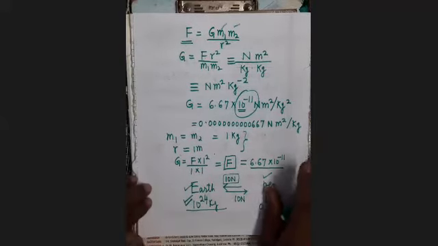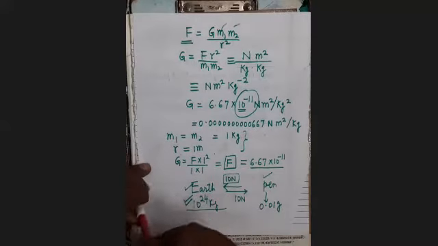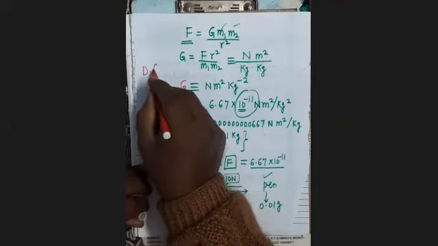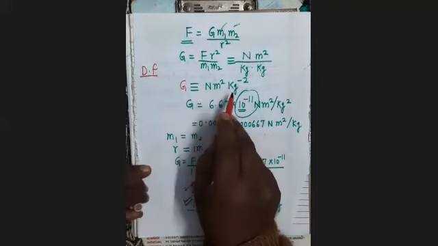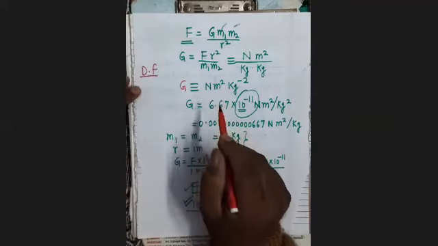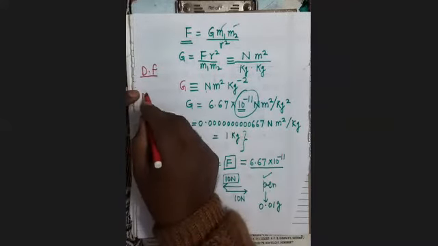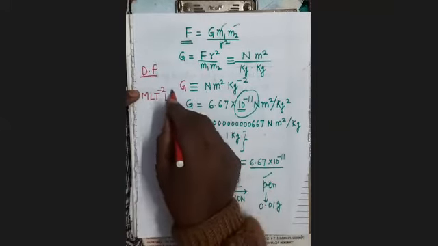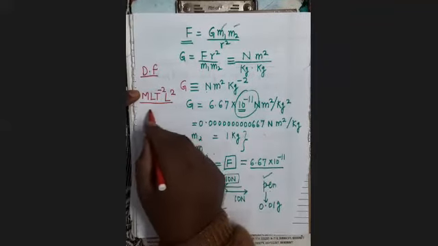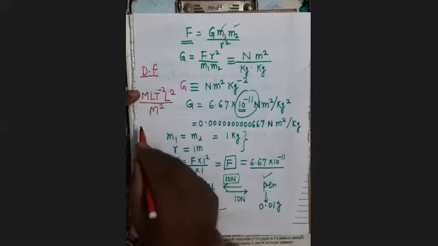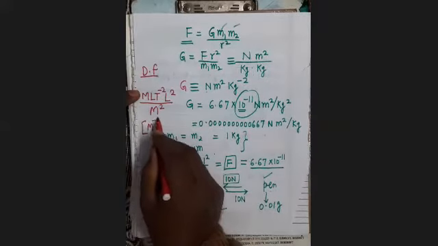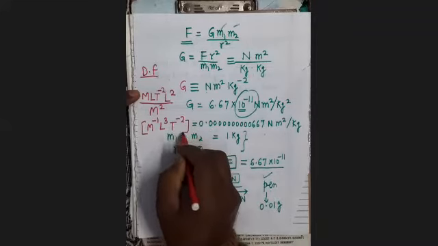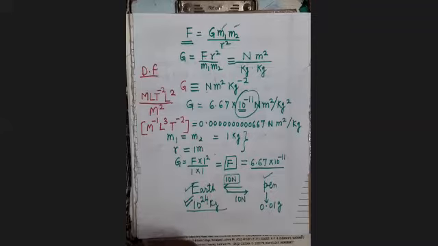Now see here, you can see the unit of G is this. What will be its dimensional formula? So you translate these units in terms of dimensional formula. Newton means MLT minus 2. Meter square means L square. Kg square, that is M square. It's clear. When you simplify, it will be M minus 1 L3 T minus 2. So this is the dimensional formula of G.